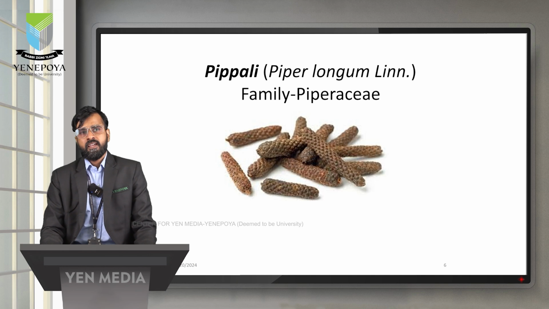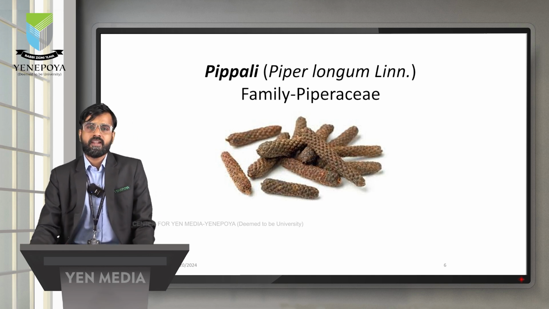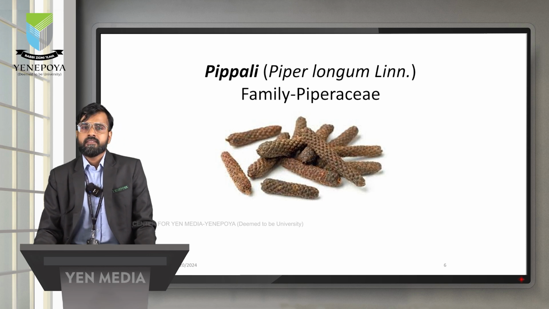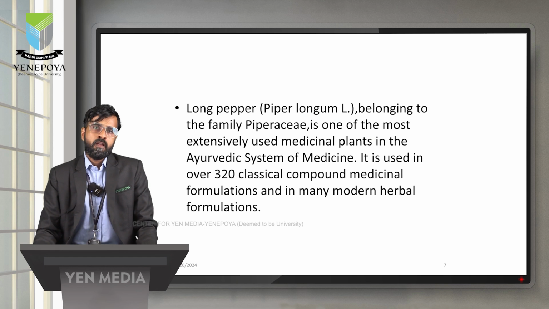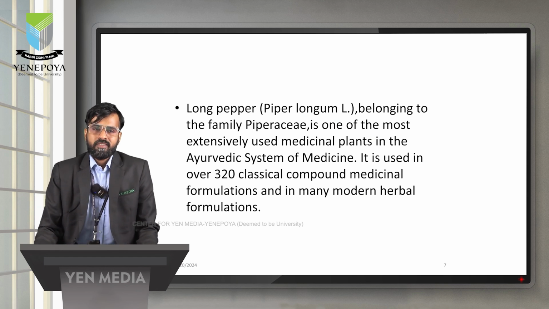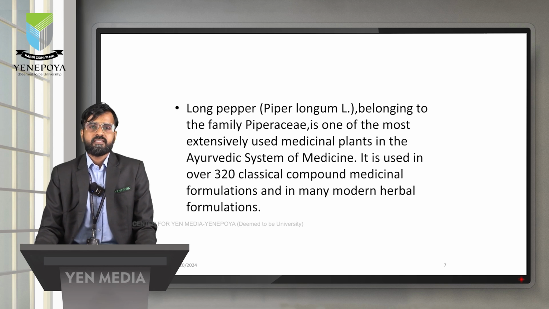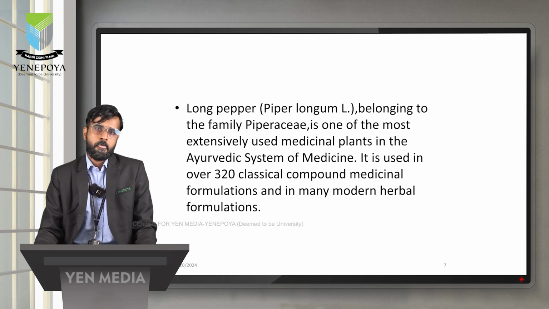So we will discuss Pippali first. I already mentioned its botanical identity: Piper longum, belonging to the Piperaceae family. We utilize the fruit of this Pippali, that too in the dried form. You can see the images here. There are more than 320 classical formulations mentioned in Ayurveda as well as contemporary science. It is one of the most extensively used medicinal plants in Ayurveda.